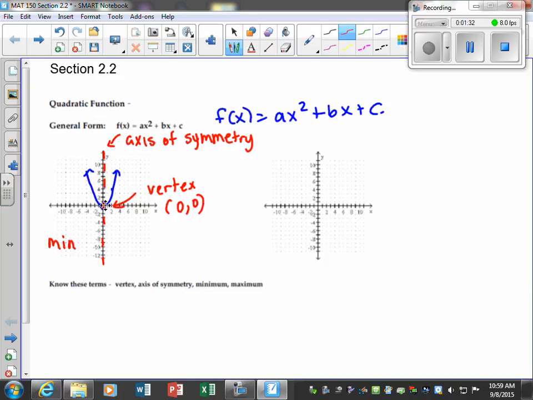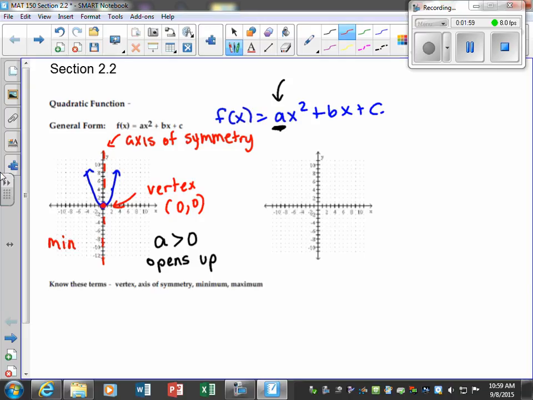Okay, the other thing, let's see. Also in this particular format, this a term, which is the first term, a is greater than 0. So if this is positive, if a is positive, then we know that this parabola opens up. And what we mean by opens up is right here. It opens up.